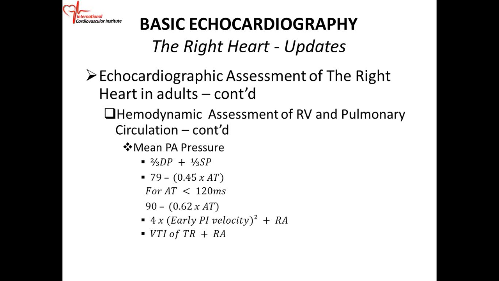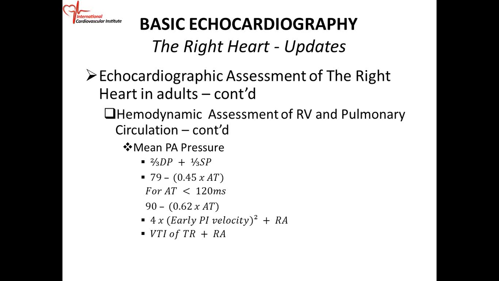If the acceleration time is, sorry, no, so sorry about that. So that's for acceleration time up to 120. If the acceleration time is less than 120, then you use the 90 minus 0.62 times acceleration time. So for acceleration time greater than 120 milliseconds, you use the top equation, that's 79 minus 0.45 times the acceleration time. And if the acceleration time is less than 120 milliseconds, then use the 90 minus 0.62 times the acceleration time.